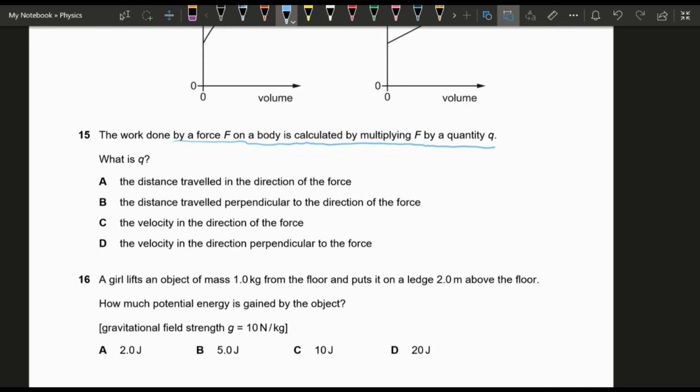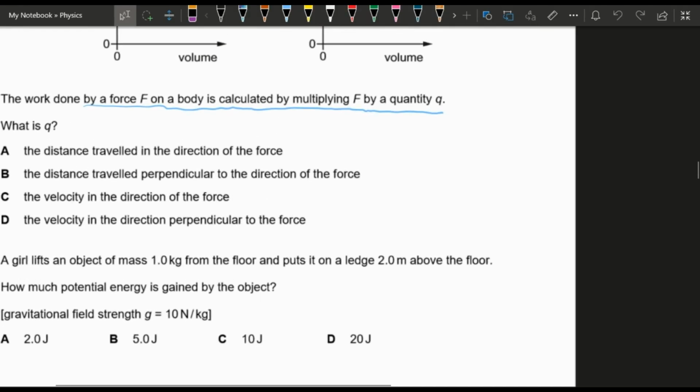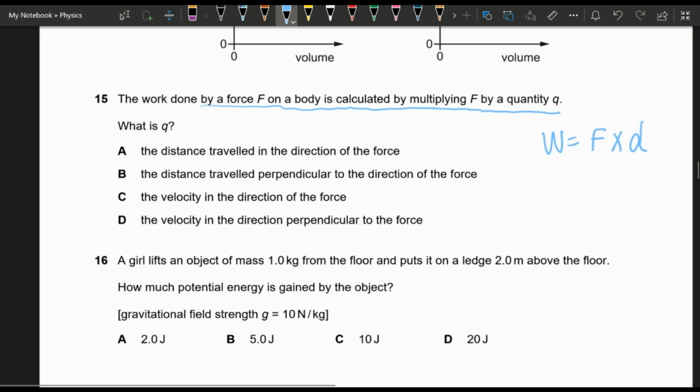Question 15. The work done by a force F on a body is calculated by multiplying F by a quantity Q. So you need to know the formula of work done. Work done is force into distance. I'm sorry, the connection got cut. So work done is force into distance or displacement, which is parallel to the force. Now look at what is Q. So the Q will be the distance traveled in the direction of force. Why? Because force and distance will always be parallel. So F and d. So hence A is the correct option.